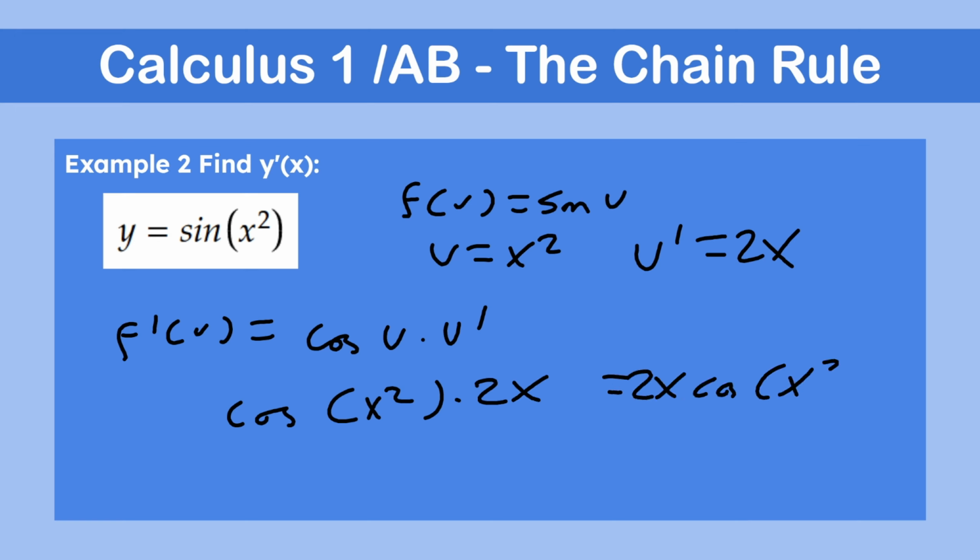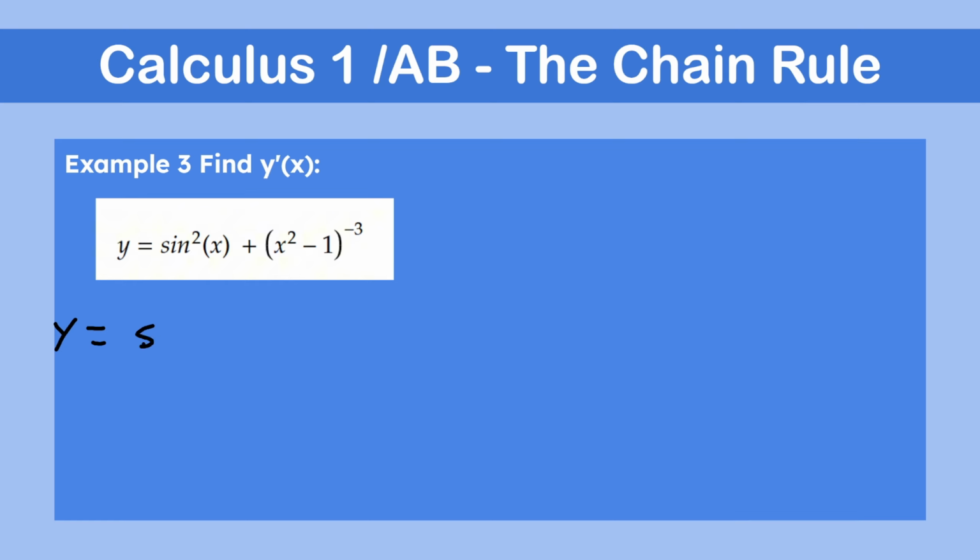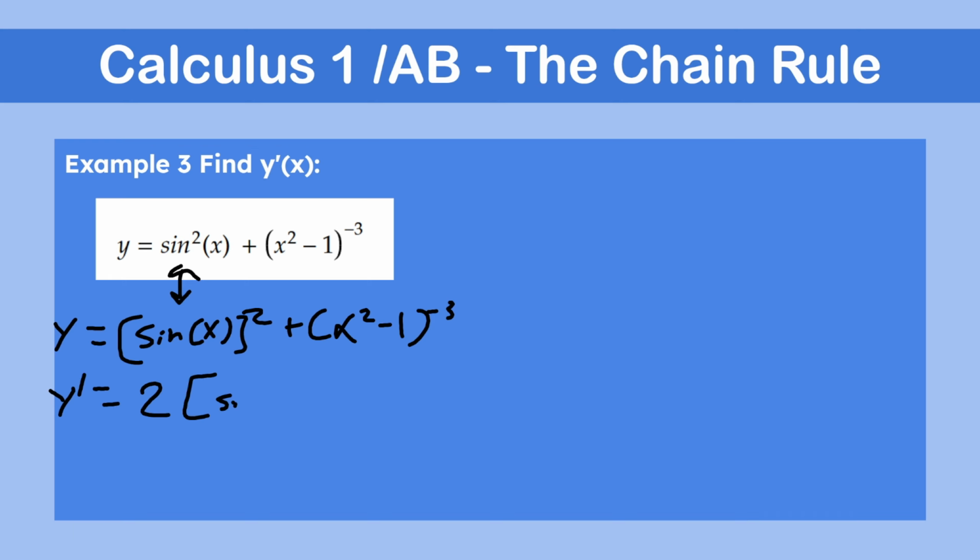Okay, so now this is where things get a bit trickier. For this one, we can rewrite the function as sine x squared, because these are essentially equivalent, plus x squared minus 1 to the power negative 3. Like the first one, we do power rule again, so the derivative of y is equal to 2 sine x to the power 1. On the outside you do power rule, and we have to multiply by the derivative of the inside, which is cosine x, because the derivative of sine x is cosine x. Then you add the derivative of this term.